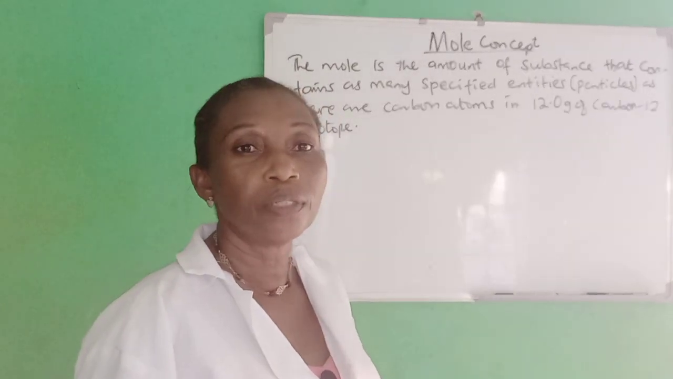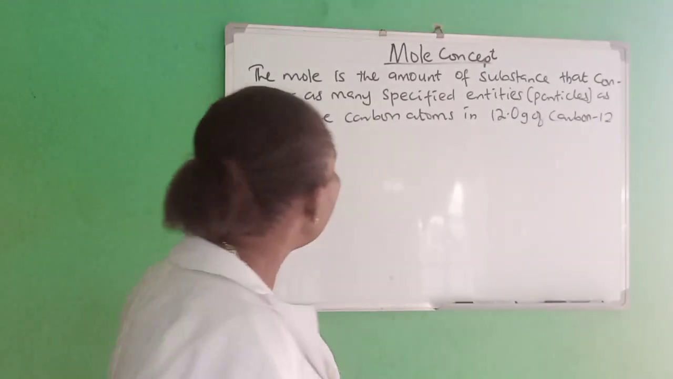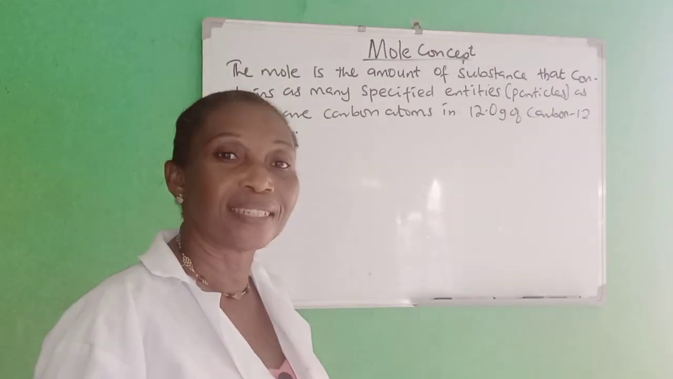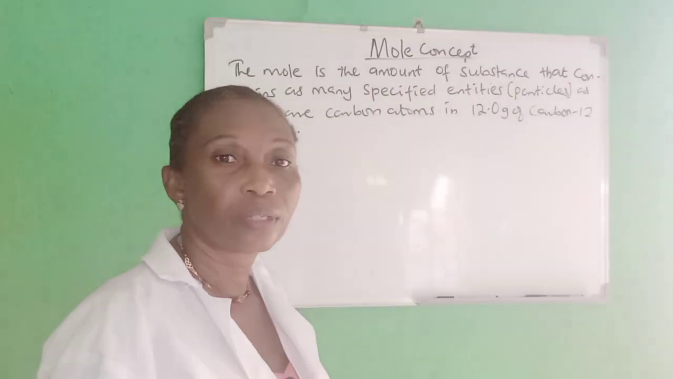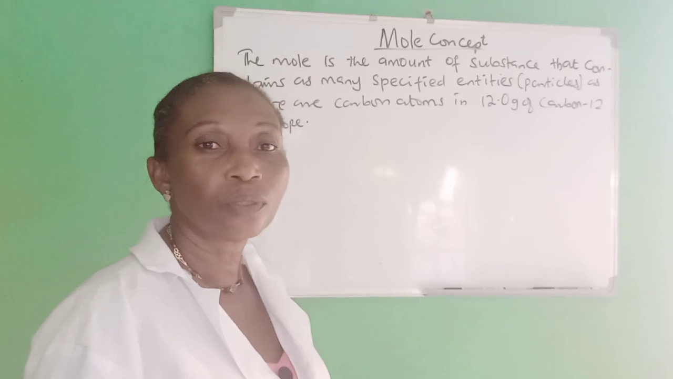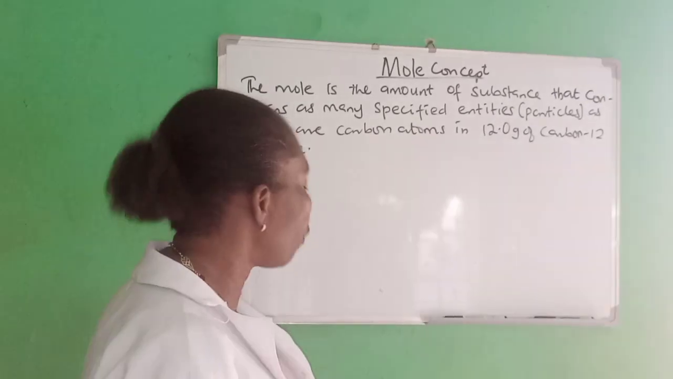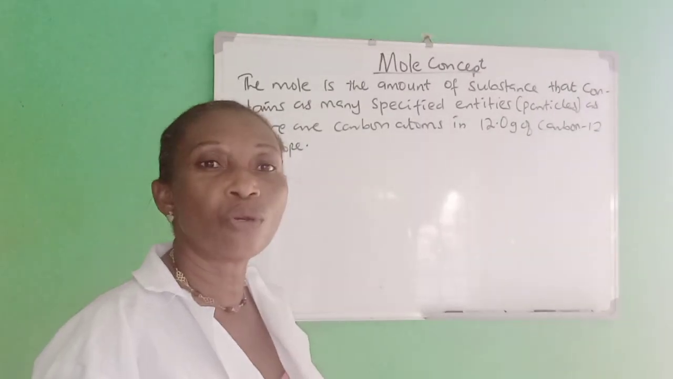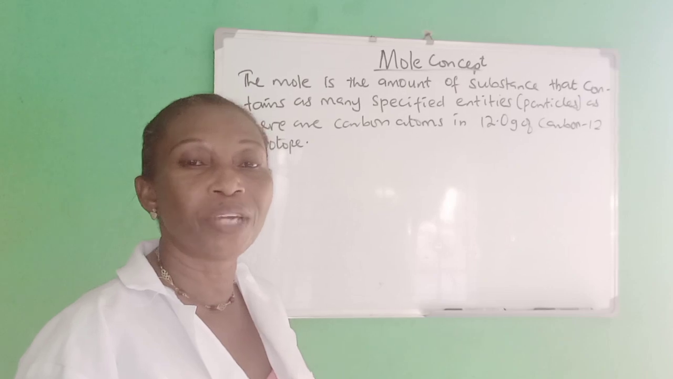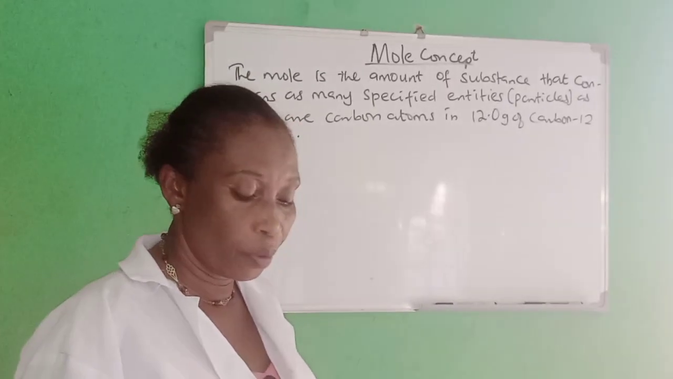So the mole is defined as the amount of substance that contains as many specified entities or particles as there are carbon atoms in 12 grams of carbon-12 isotope. That's the definition of the mole. Like I said earlier, the particles or the specified entities could be atoms, ions, molecules, or electrons.